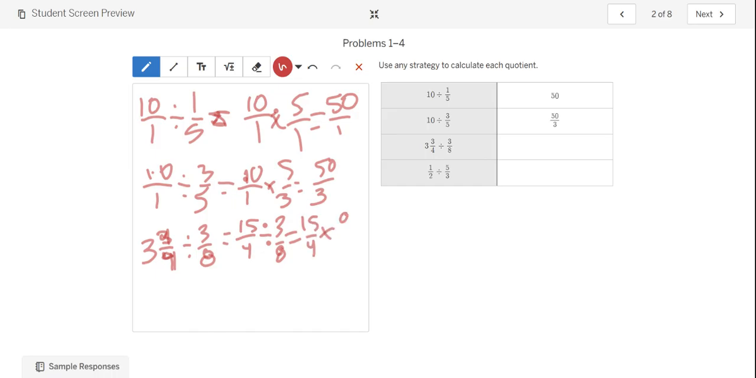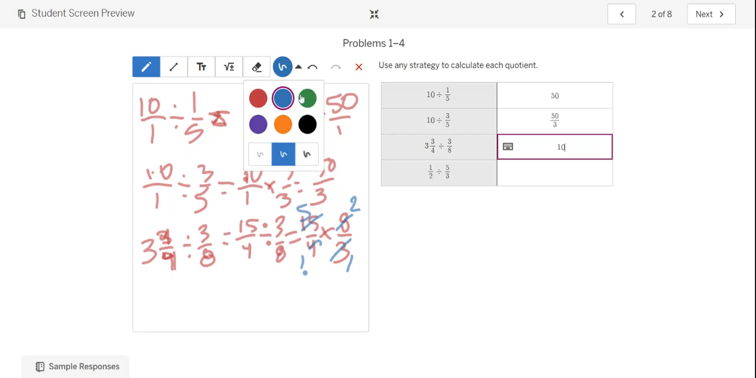15/4 times 8/3. Now, this is one where I'm going to simplify before I multiply. These numbers are getting way too big. 4 goes into 8 2 times. 3 goes into 15 5 times. I get that the answer is just 10.